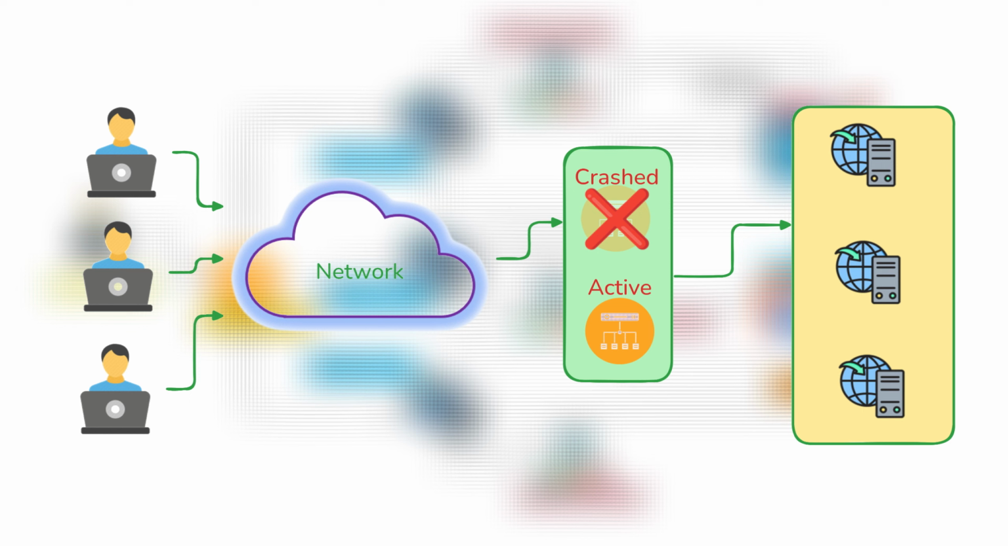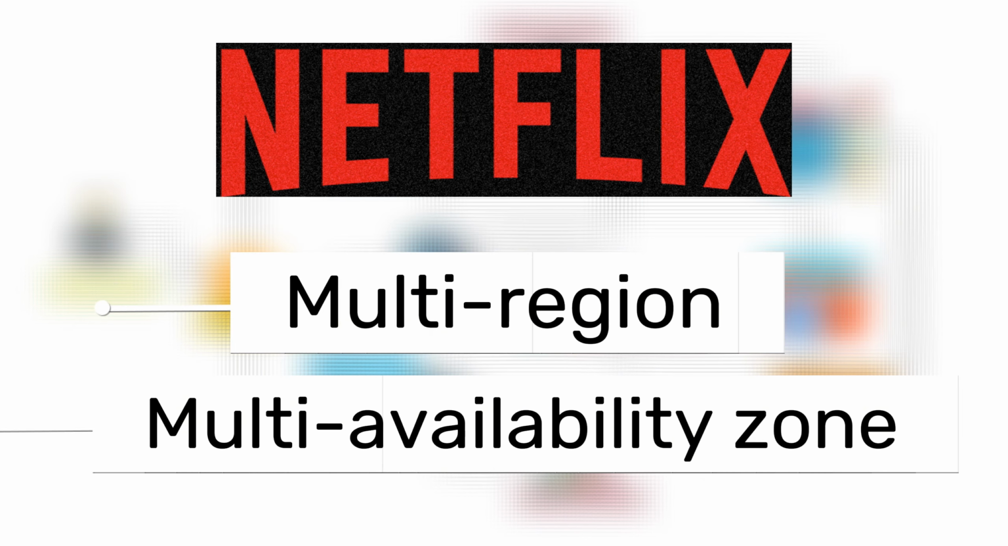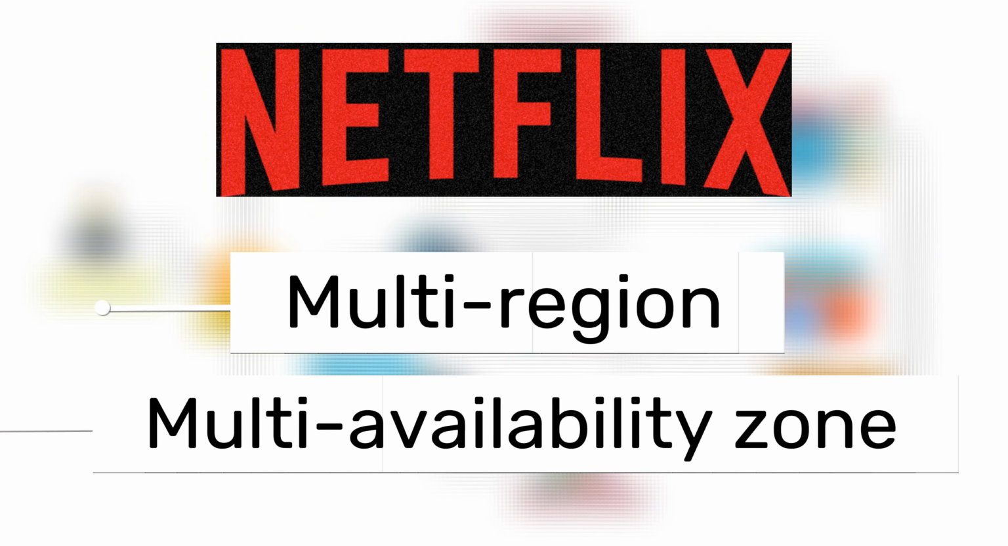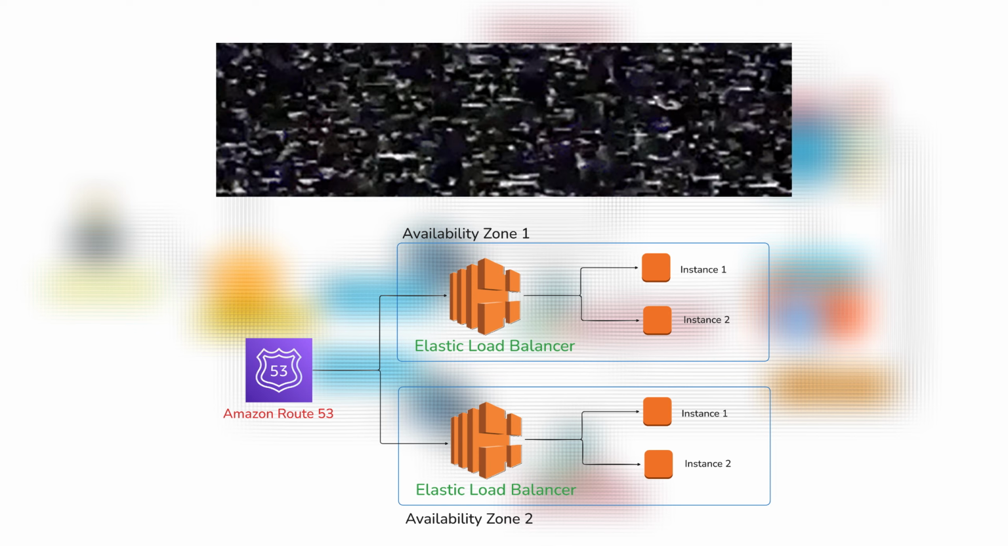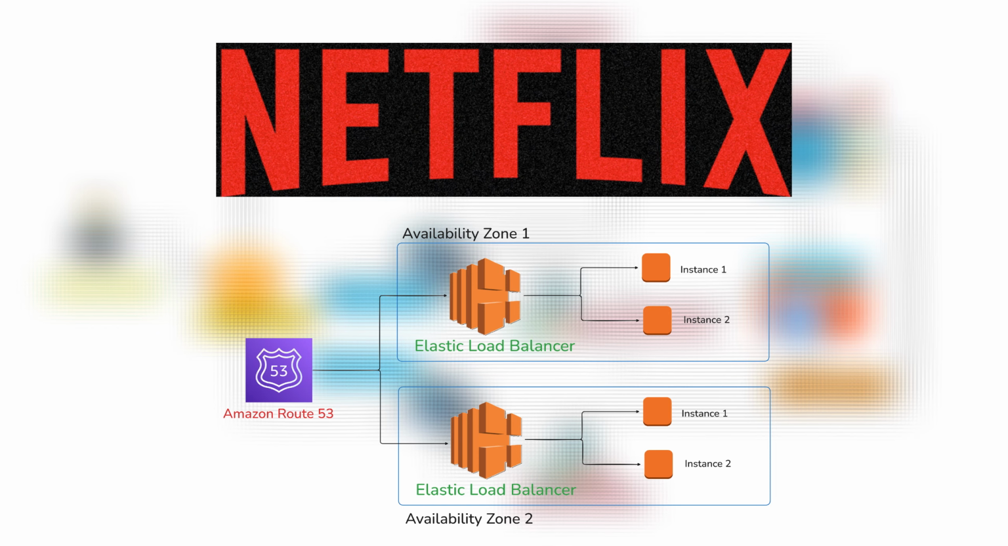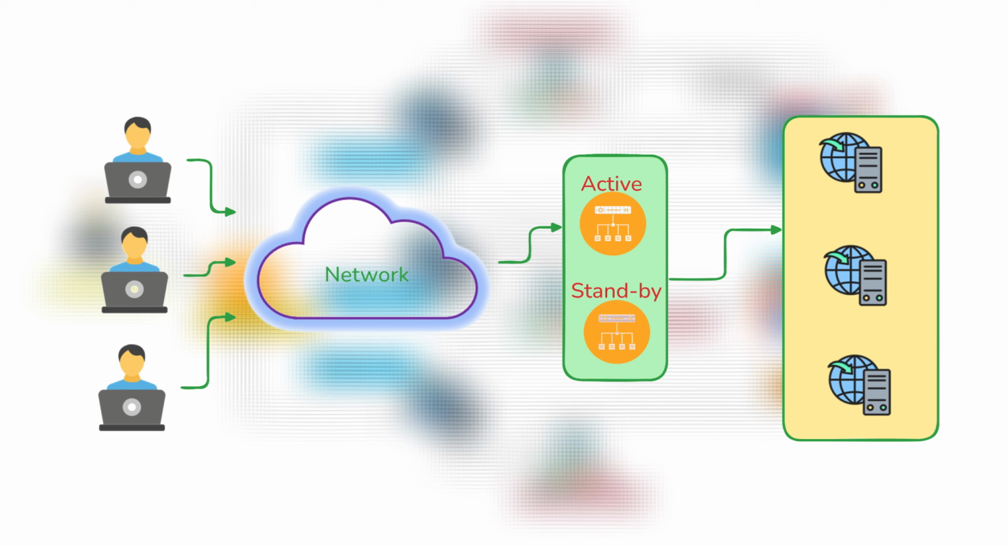In the real world, Netflix uses multi-region and multi-availability zone load balancing. This is done to ensure that its services remain available even if the entire region goes down. They use a combination of Elastic Load Balancer and Route 53 DNS routing with health checks to dynamically reroute the traffic.